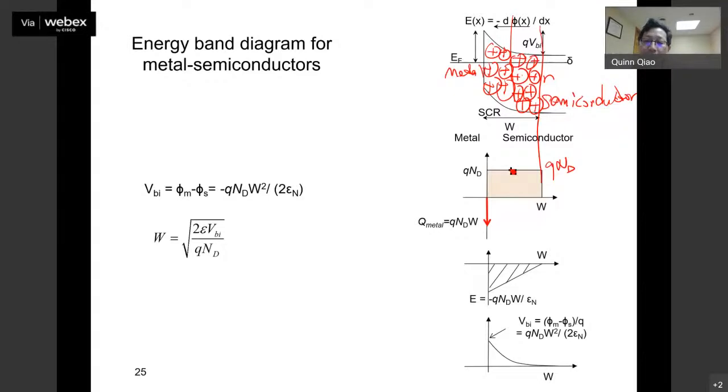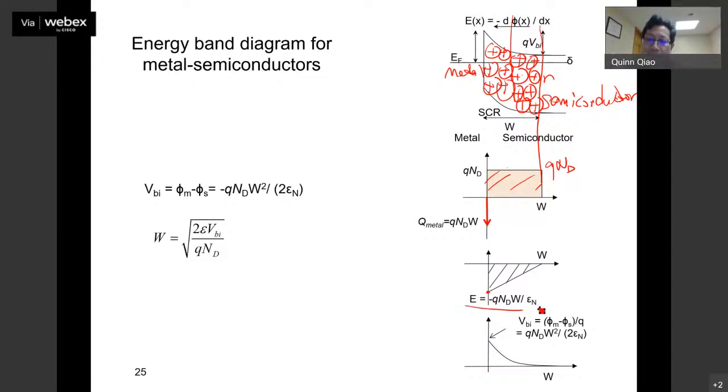Okay, and then you do integration of this, right? You know the area, qN_D multiply W. That's here, right? See this one, qN_D W, and then divided by what? Divided by the semiconductor, the N-type semiconductor dielectric constant, right? That's what you see here.